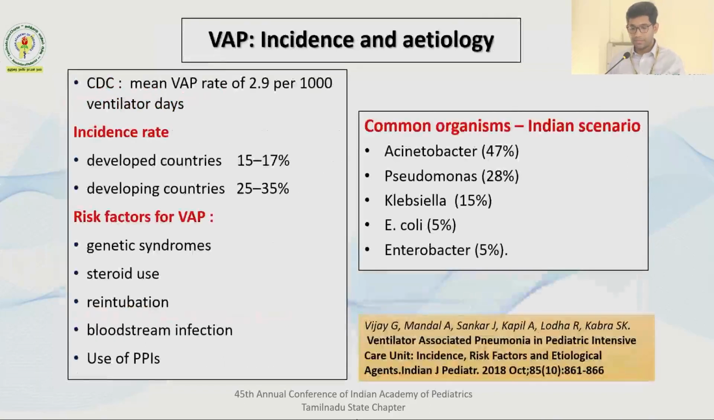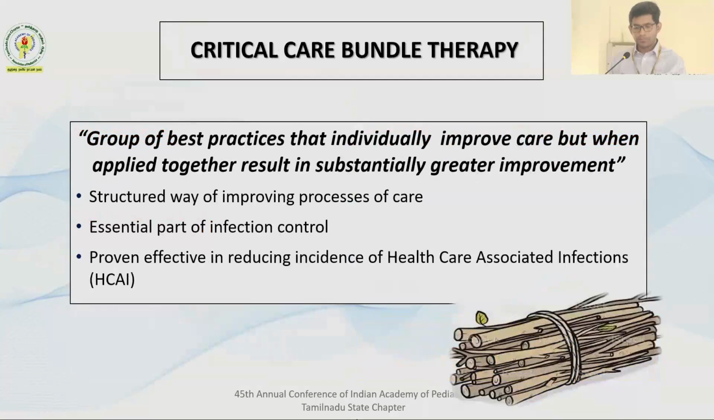As per Indian data, a study conducted at AIIMS showed around 25 to 35% incidence of VAP in developing countries. Risk factors are genetic syndromes, use of steroids, multiple intubations, bloodstream infections, and PPIs. The most common organism was Acinetobacter. How do we prevent it? That is where bundle therapy comes into play. Bundle therapy is not a fancy word; it is just individual practices put together and done at the same time, improving outcomes.